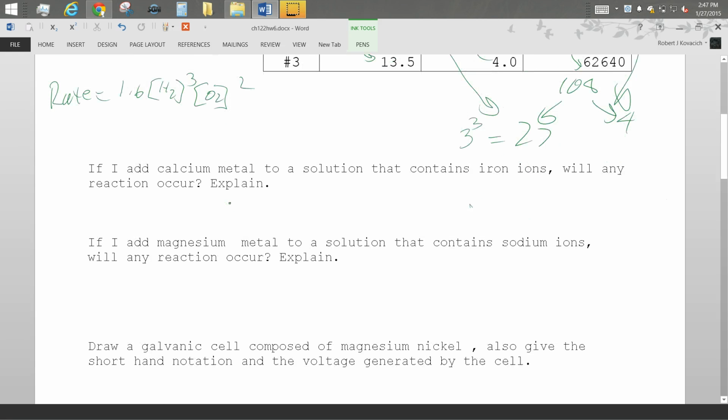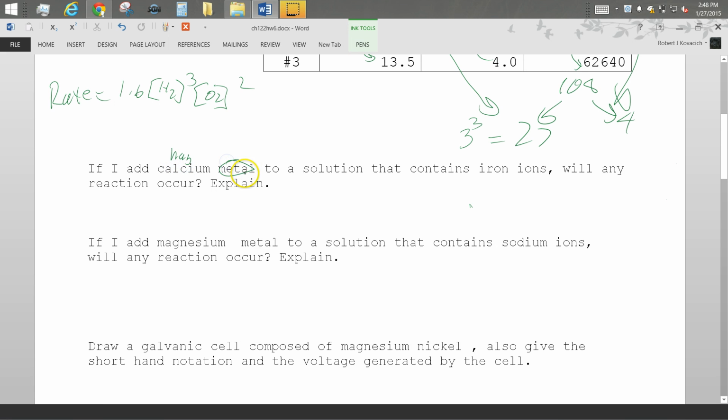If I add calcium metal to a solution that contains iron ions, will any reaction occur? What would you need to determine that answer? The table and the notes. You need a table of the activity series, and when you look at the activity series, who's on top, calcium or iron? Calcium. So what we have here is this calcium atom has its electrons.